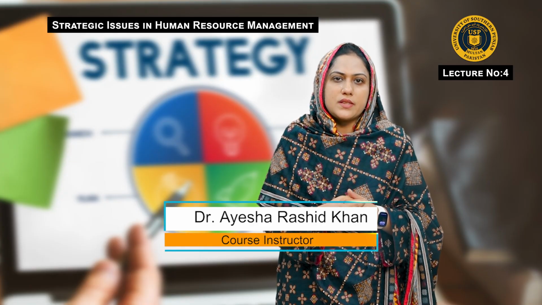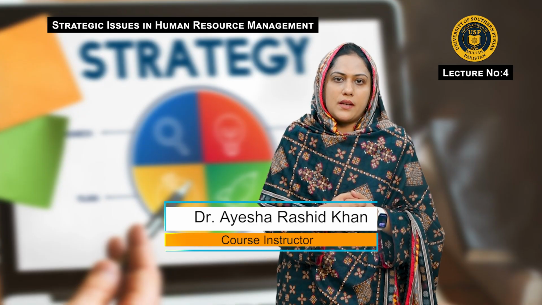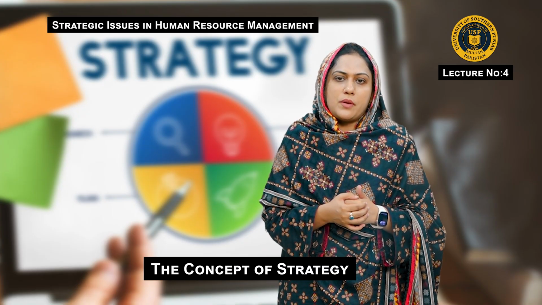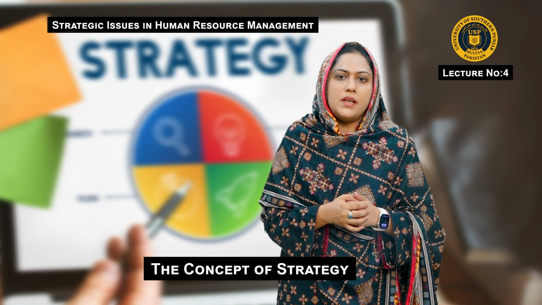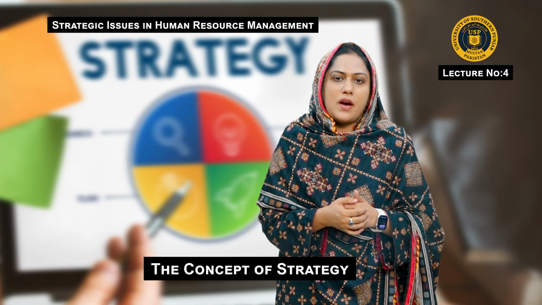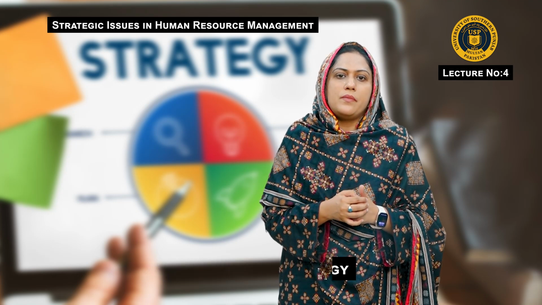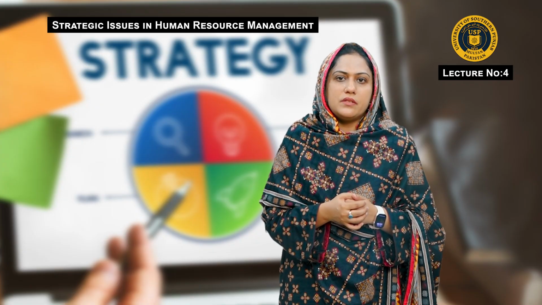Today we are going to discuss the remaining chapter number 2 taken from the book by Michael Armstrong. The learning objectives of this chapter include, by the end of this lecture, students will be able to: Number 1, define and explain the concept of strategy in HRM. Number 2, differentiate between rational, planned, and emergent strategies.